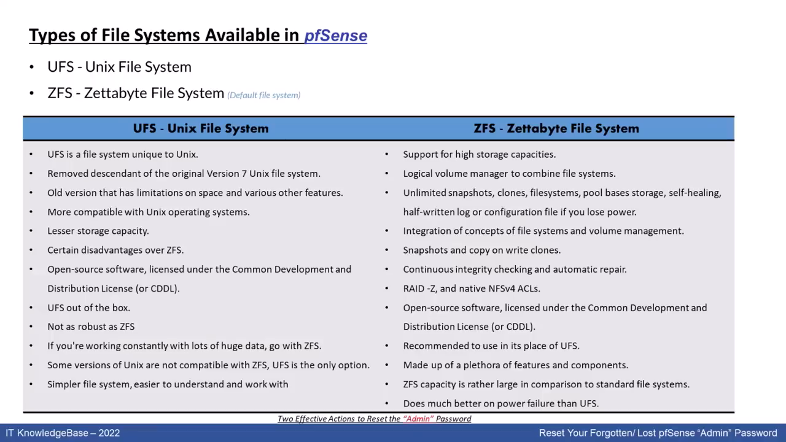If you are working constantly with lots of huge data, go with the ZFS file system. Some versions of Unix are not compatible with ZFS, so UFS is the only option. UFS is a simpler file system, easier to understand and work with.